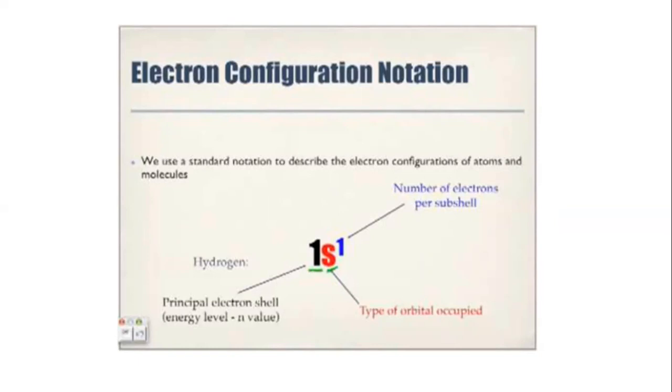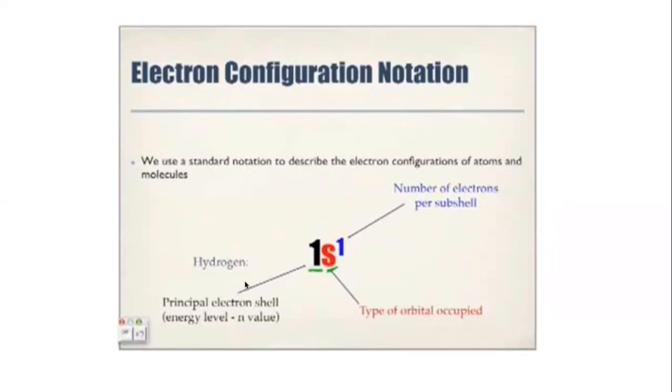So this leads us to how we will visualize an element, which is through its electron configuration. And this is going to tell us a lot of information. It's going to tell us how many energy shells we have, how many subshells we have, the type of orbital that's being occupied, and the number of electrons.